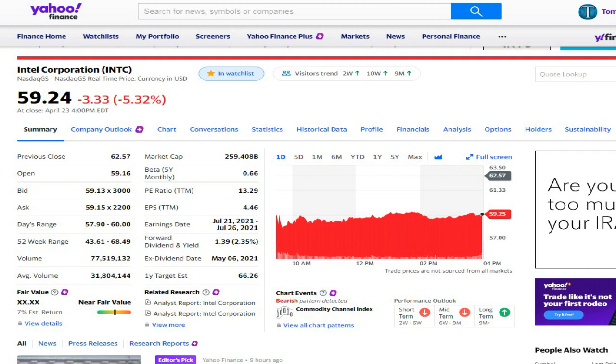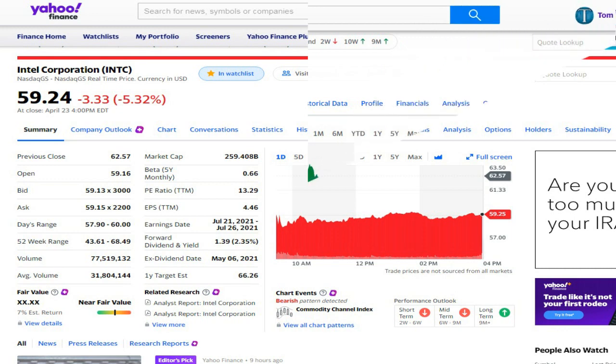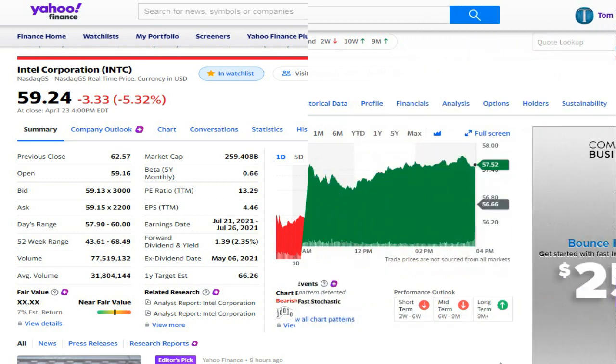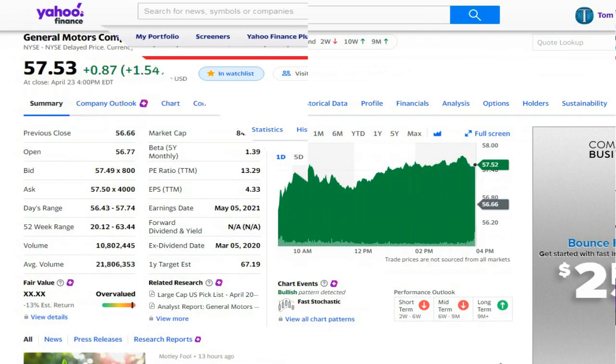At the bottom of that middle column, 1-year target, 66.26. That'd be a pretty good gain from the 59.24 if Intel happens to do that in 1 year, and I would guess that it very possibly will do it.